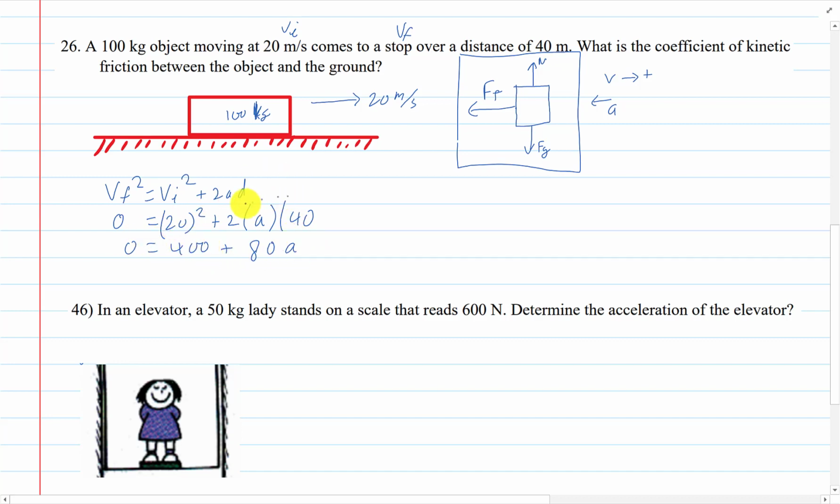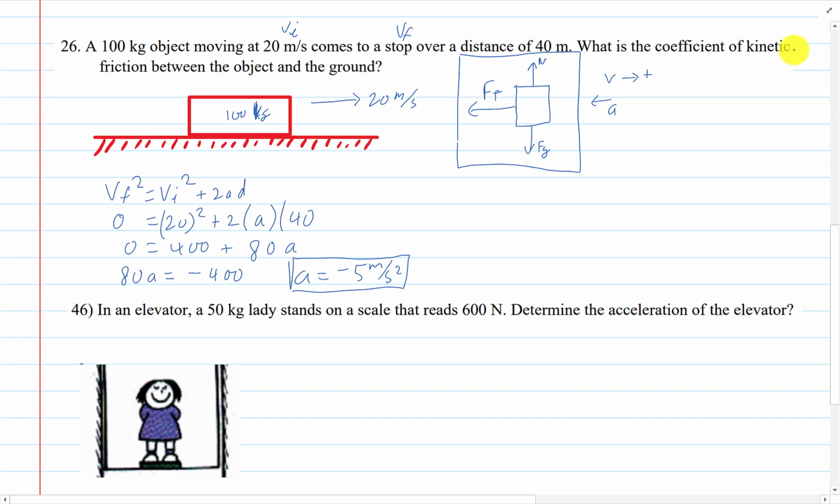Put this 400 over to the other side. We get 80A is equal to negative 400. It's on the other side now. And divided by 80, we get A is equal to negative 5 meters per second squared. The negative meaning that it's going backwards. We knew this. Yay! So that's the acceleration.